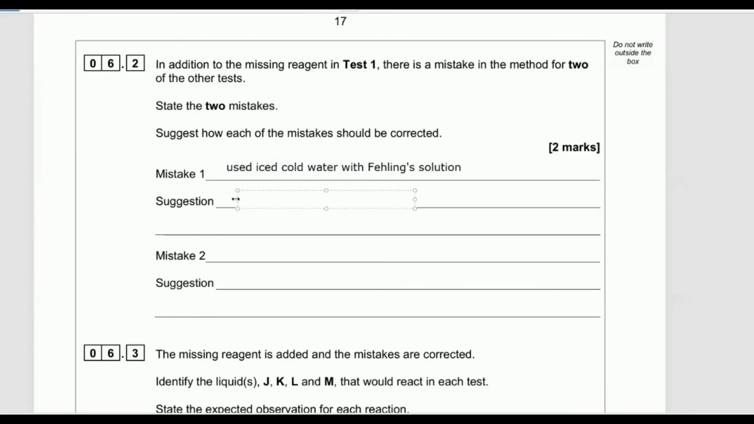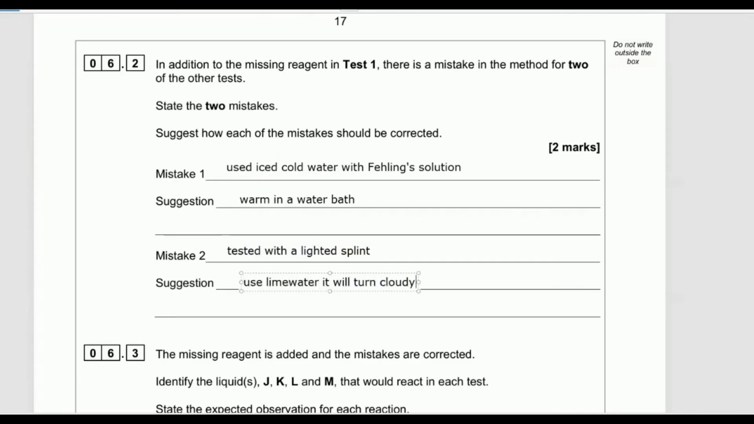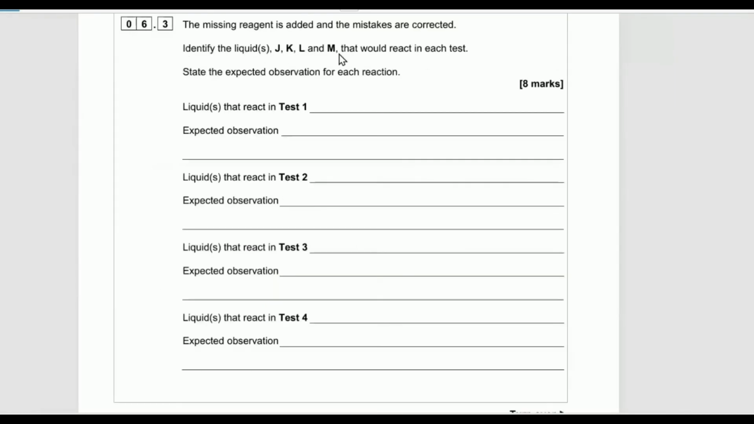So mistake 1, they used ice water with Fehling's solution. You're supposed to warm it in a water bath, gently heat it. Mistake 2, they tested with a lighted splint, which is a test for hydrogen, not carbon dioxide. The test they should have done is to pass the gas through lime water. If it turns cloudy, you've identified carbon dioxide. And this will get you 2 marks for pointing out these other 2 mistakes.